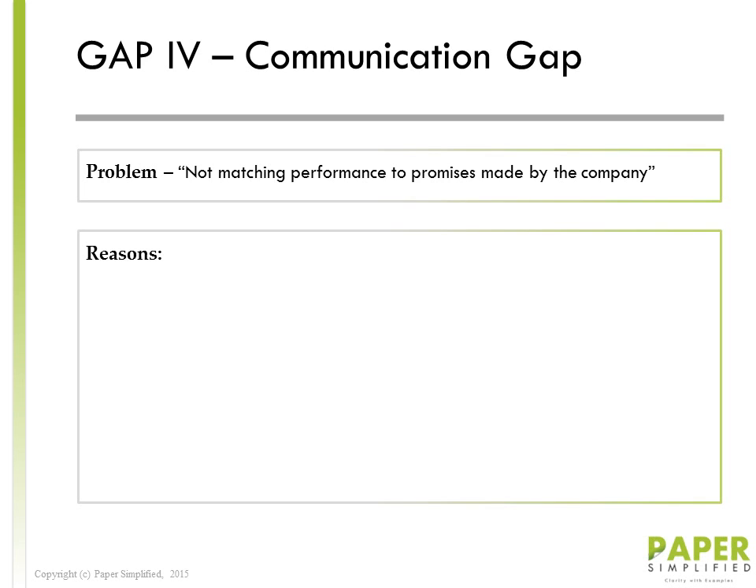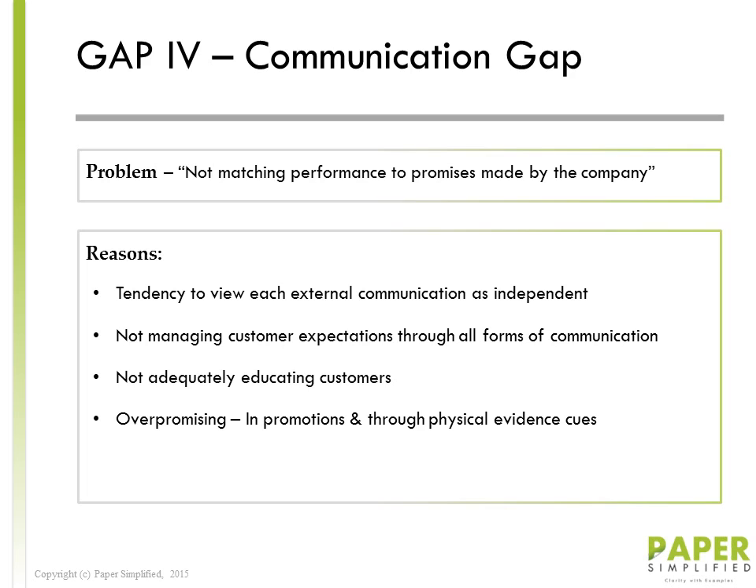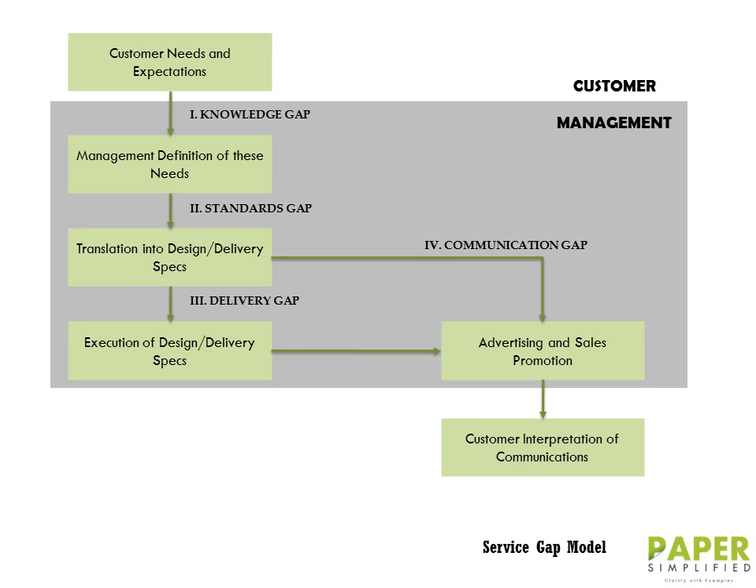The next gap is known as the communication gap. Communication gap means not matching performance to promises made by the company. Reasons for such a gap are the tendency to view each external communication as an independent message, not managing customer expectation through all forms of communication, not adequately educating customers, over-promising, that is in promotions and through physical evidence cues, and differences in policies and procedures across branches or units.